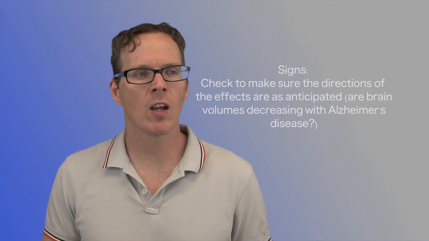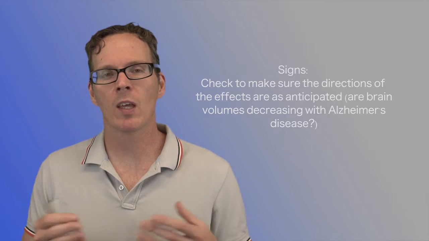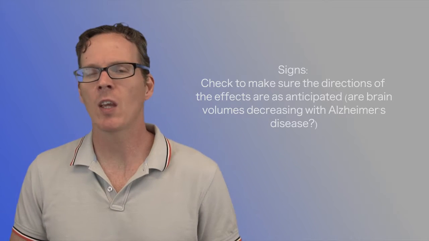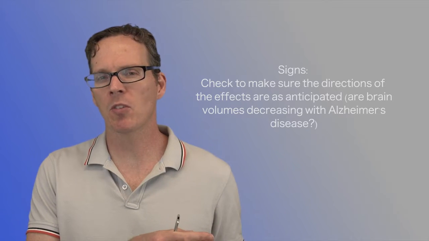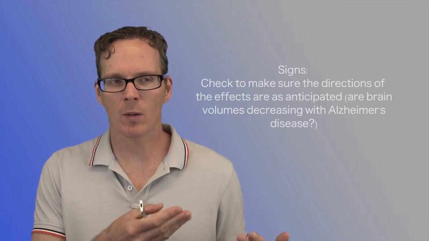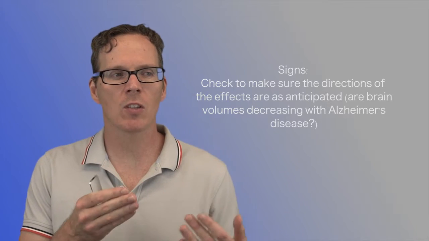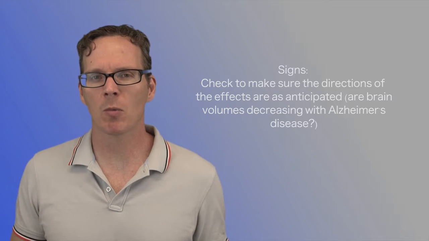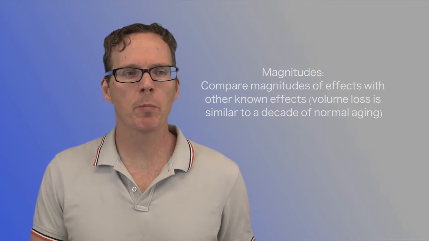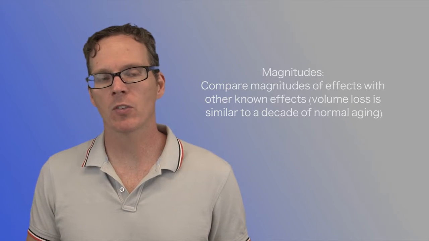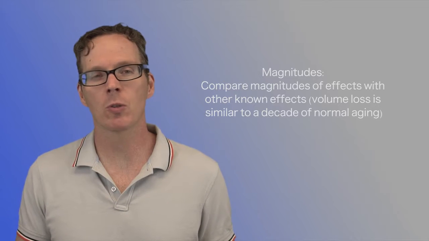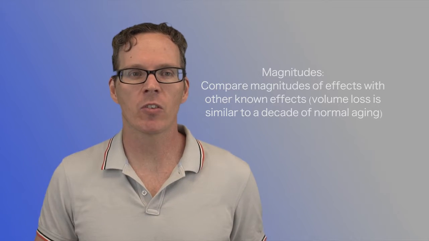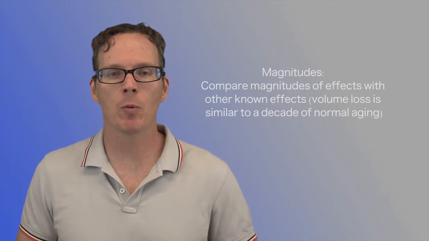So in this case, I said, our brain volume's decreasing with increasing Alzheimer's disease symptoms. If you saw the opposite effect, if you saw brain volumes increasing, then you would be worried, or at least that would merit some explanation. The second idea was magnitudes. We want to compare the magnitudes of effects with other known effects. So volume loss is similar to a decade of normal aging, akin to the example we gave from before.